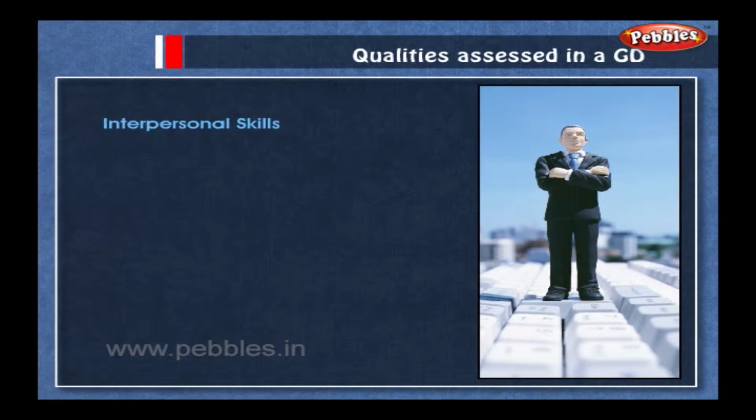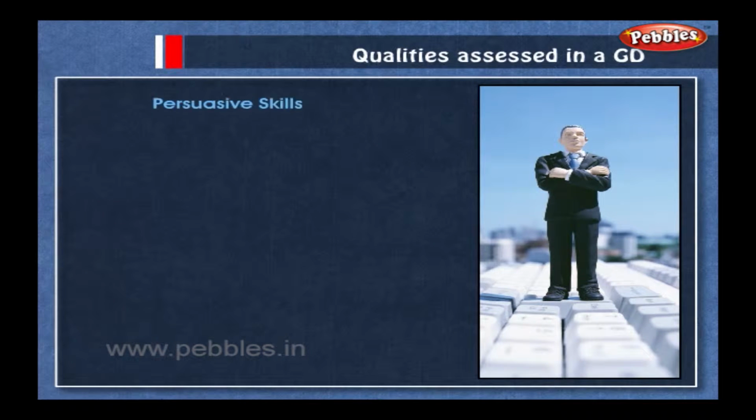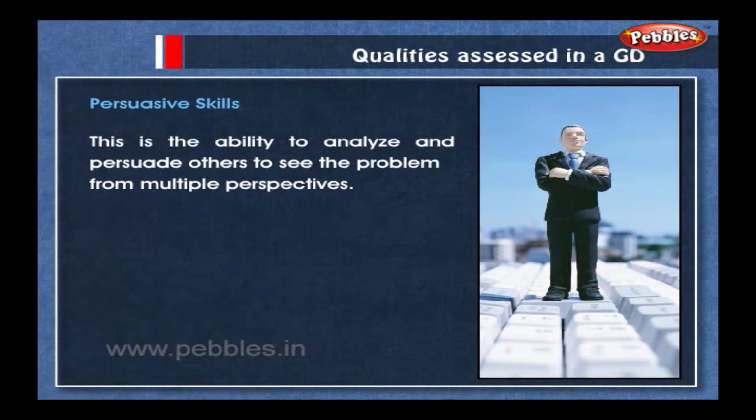Interpersonal skills. They are reflected in the ability to interact with other members of the group in a brief situation. Emotional maturity and balance promotes good interpersonal relationships. The person has to be more people-centric and less self-centered. Persuasive skills. This is the ability to analyze and persuade others to see the problem from multiple perspectives. Excellent, Kalpana. GD is a test of your ability to make your point in a team-based environment.